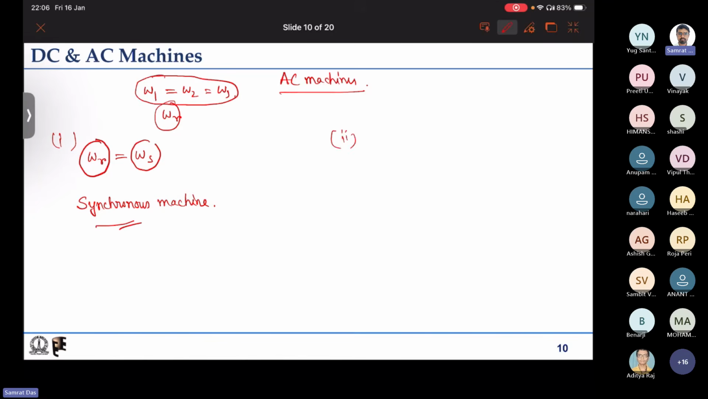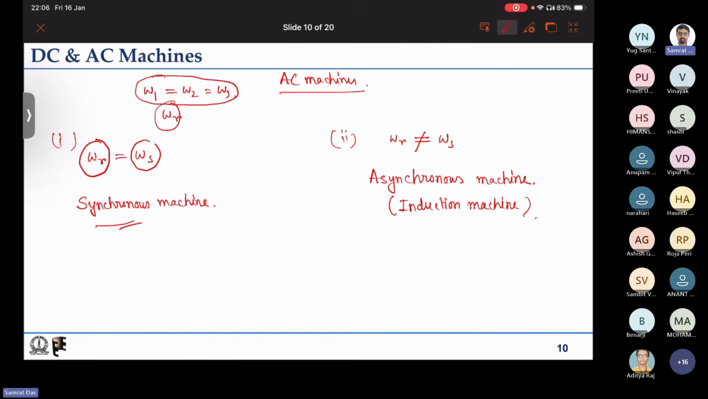And we can have another case where the rotor speed is not equal to omega s, the synchronous speed, and that is the asynchronous machine, also known as the induction machine. So we have these three classical electrical machines working on the same principle, the only difference being how the two magnetic fields are and what the relative speed between the two magnetic fields is.